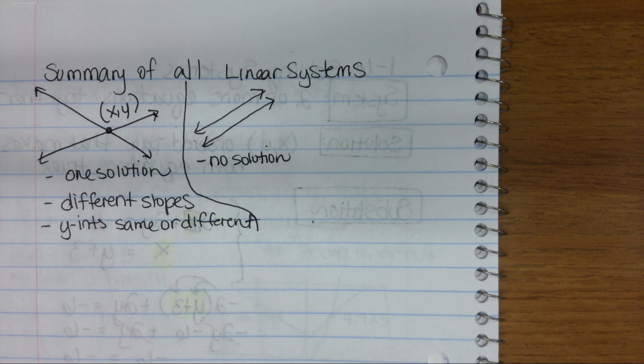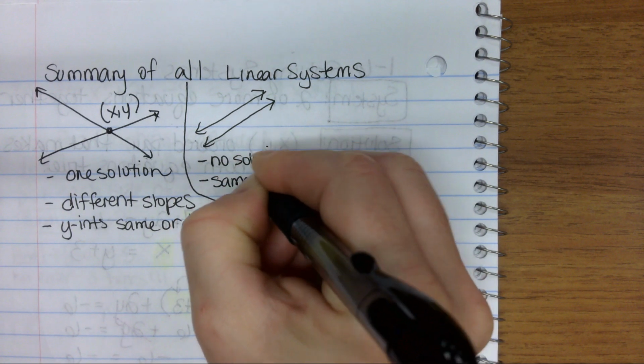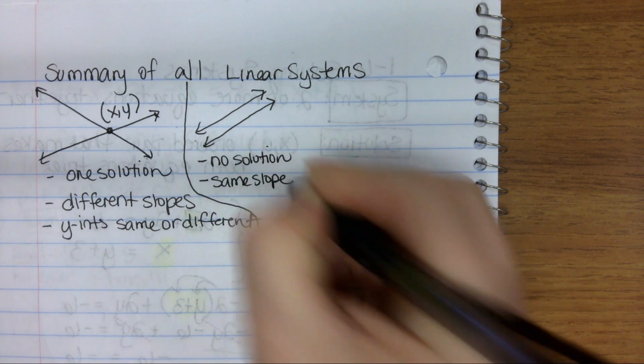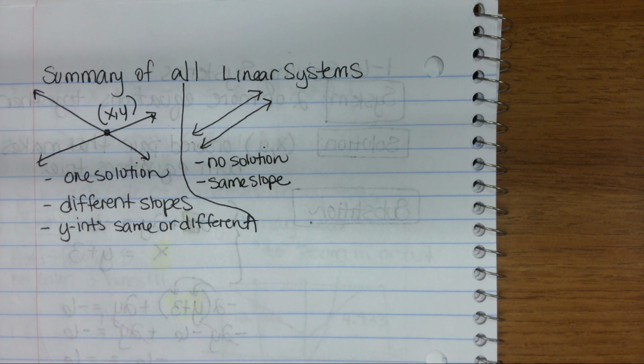And when lines are parallel, this is a must. They have to have the same slope, and if they have the same slope, they can't have the same y-intercept, because then that would be the same line, right? So they have to have a different y-intercept.